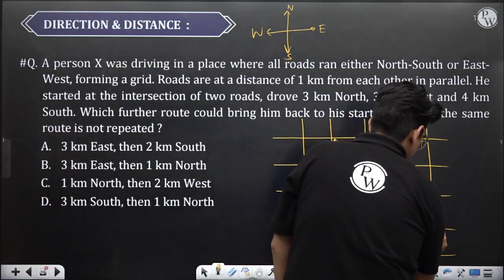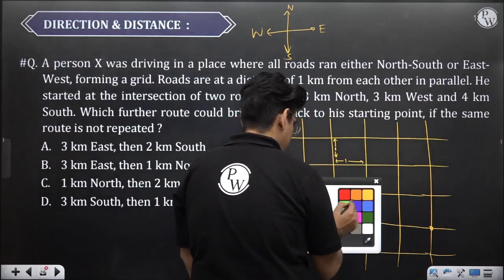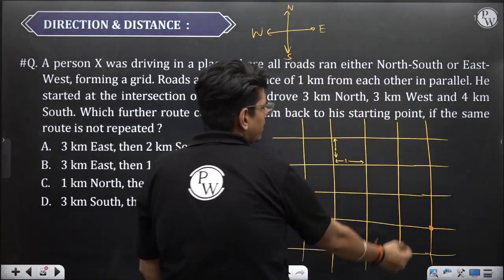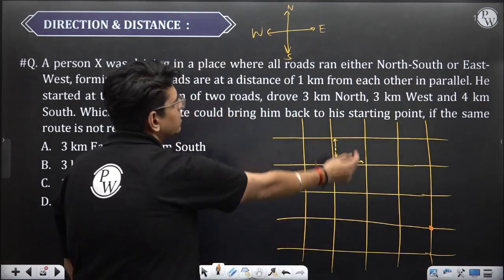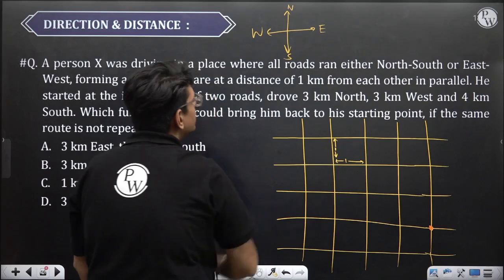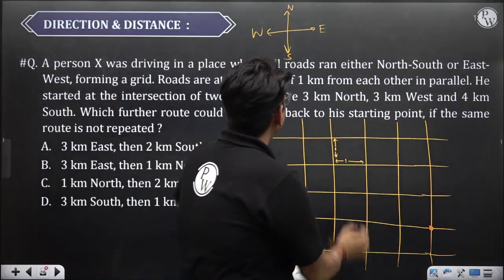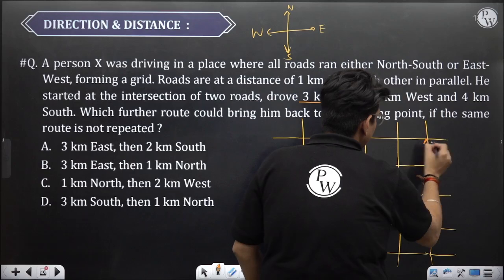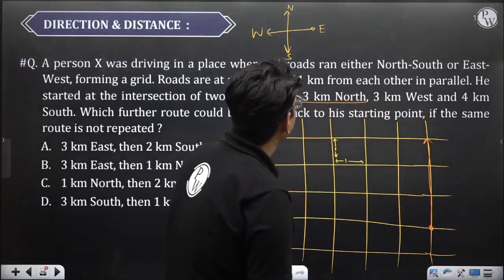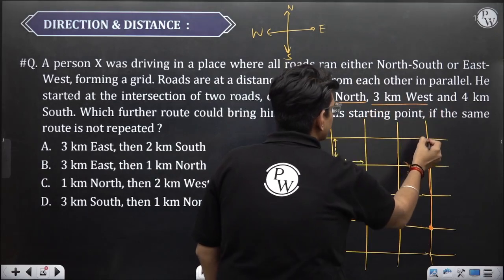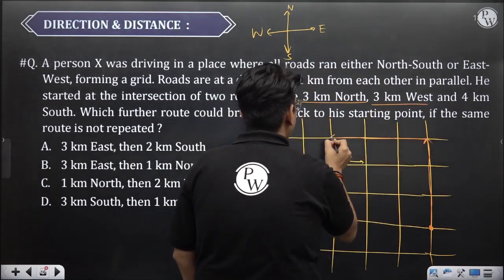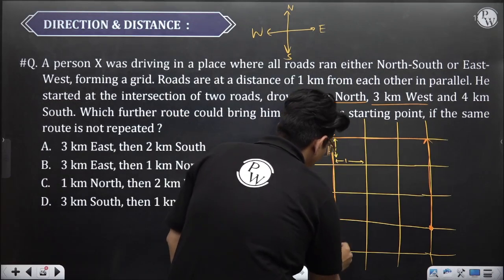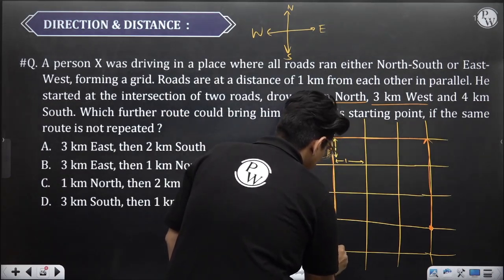He started at the intersection of 2 roads, drove 3 kilometers north. Okay, let the starting point be this. Why am I taking the starting point there? Because the next movement is towards west. So we have to move this side, right? So 3 kilometers north means 3 points north. This is 1, 2, 3. This is 3 kilometers north. After that, 3 kilometers west. 1, 2, 3. Right? We are here. Then 4 kilometers south. 1, 2, 3, 4. Right? This is our new position.